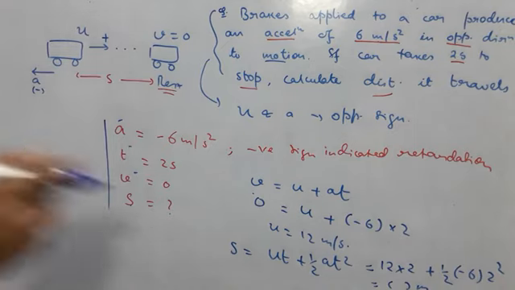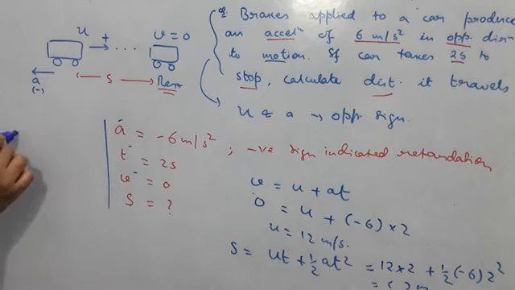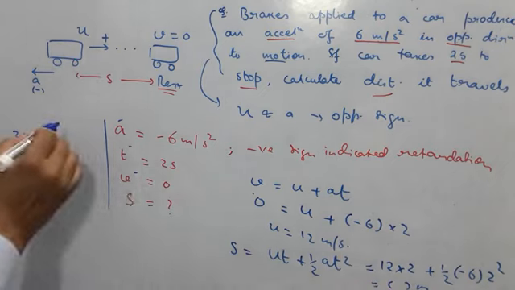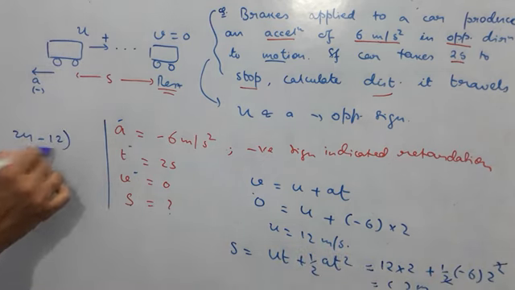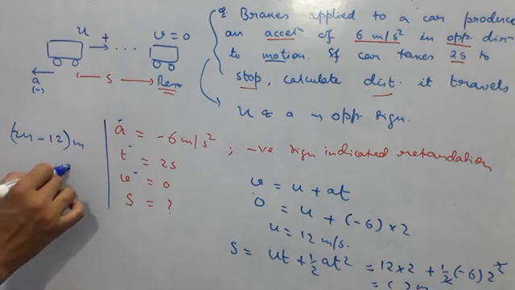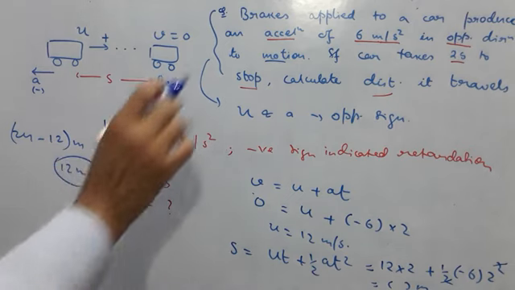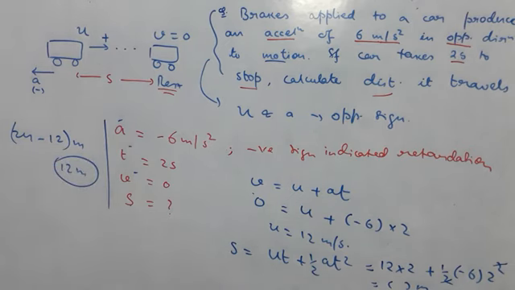So our final answer becomes 12 into 2 is 24, plus minus minus, so 1 2 will cancel, 6 into 2 is 12, so 24 minus 12 meters, that is 12 meters. So the car would travel a distance of 12 meters before coming to rest. So let's see the next question.